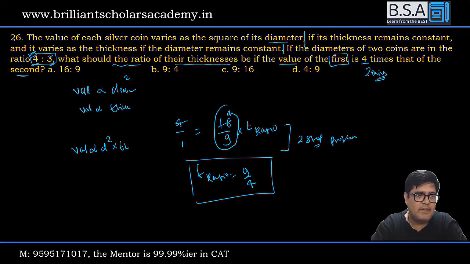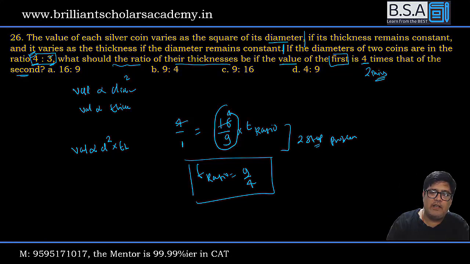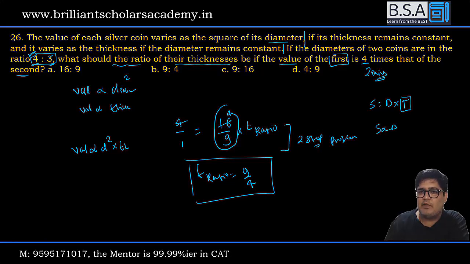Variation will come when the wording is that it is partially fixed and partially varying. Here what they are trying to say is, if multiple variables are there, see, if I say speed is equal to distance into time, they are saying if you do not change this, speed is directly proportional to d. If you do not change this, speed is proportional to d. They're basically saying speed is proportional to both d into t. That's all. So in this case, value is proportional to diameter square into thickness directly.